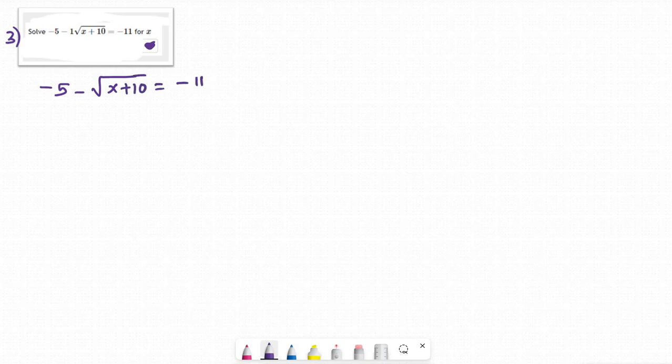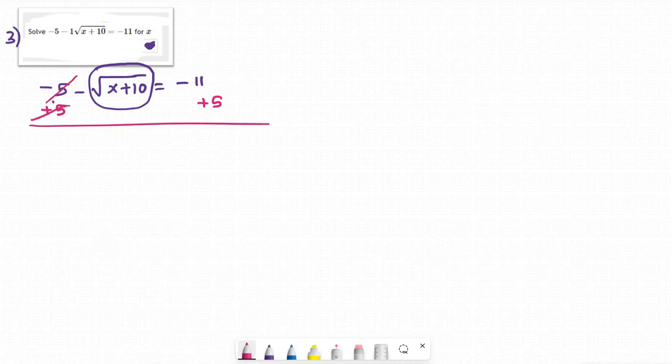So first I need to eliminate the radical term only. For that I want to eliminate this negative 5 from here, right? So how can I eliminate this negative 5? Adding 5, right? So 5 on both sides. Okay, so this cancels out, and we will get negative of square root of x plus 10 equal to negative 11 plus 5, that is, we know, negative 6.